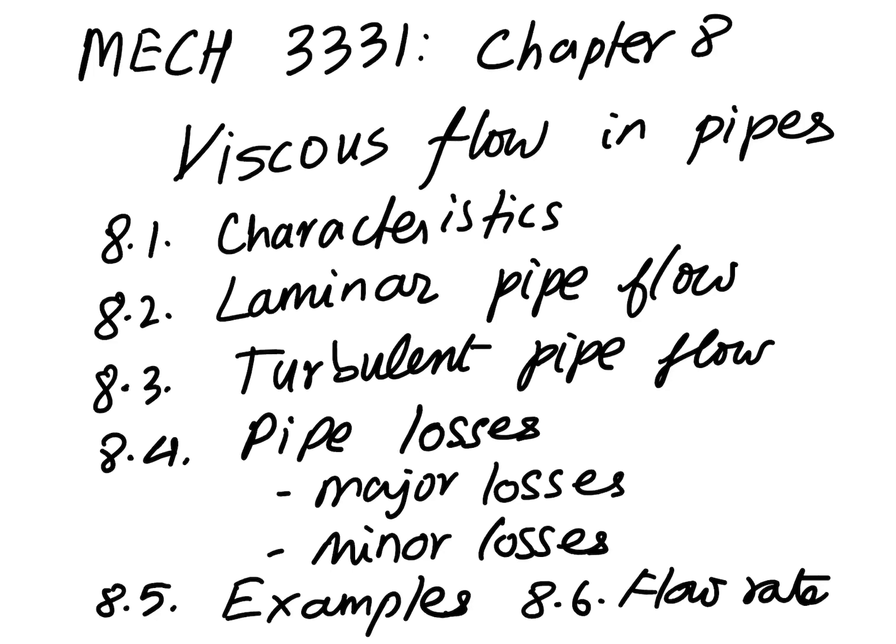Hello and welcome to Chapter 8 of MECH 3331 Fluid Mechanics. In this chapter, we'll look at viscous flow in pipes. Specifically, I'll be covering these sections from the book, section 8.1 to 8.6, that cover the characteristics, laminar pipe flow, turbulent pipe flow, pipe losses, and a few examples, as well as pipe flow rate measurement in section 8.6.